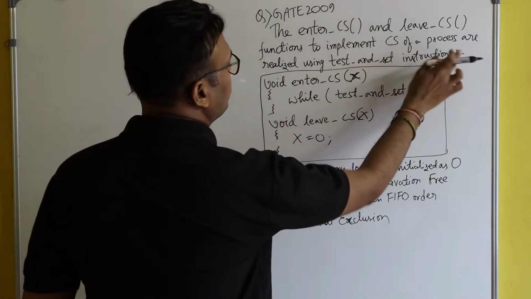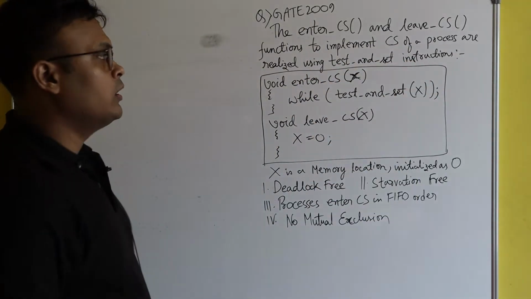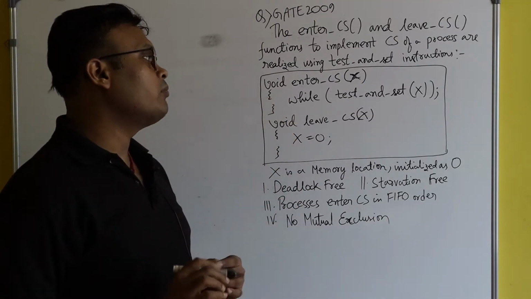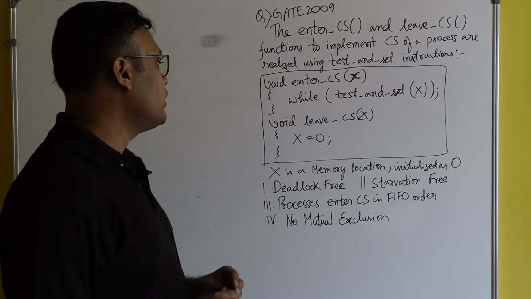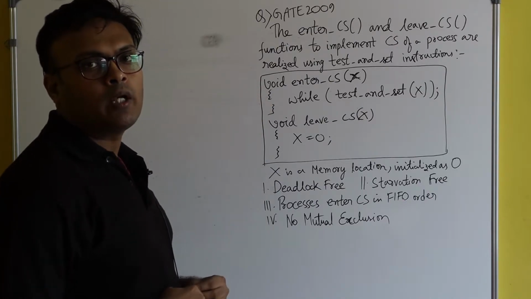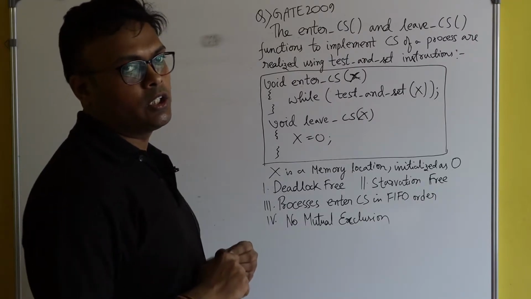Critical section of a process is realized using the test and set instruction. Actually, a test and set instruction code fragment is given, even though the test and set instruction's definition is not given everywhere. So you are expected to know about the definition of test and set instruction.